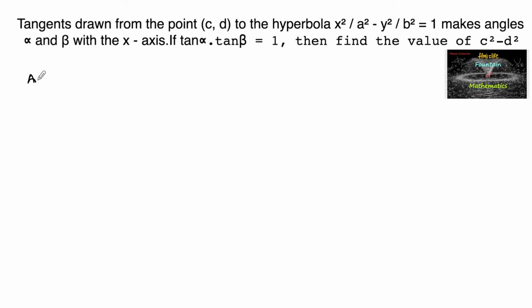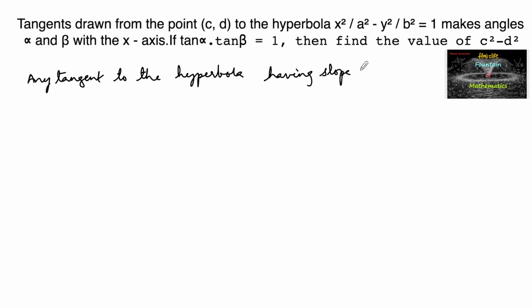Since we know any tangent to the hyperbola having slope m is given by y = mx ± √(a²m² − b²), and here m is the slope of a tangent.